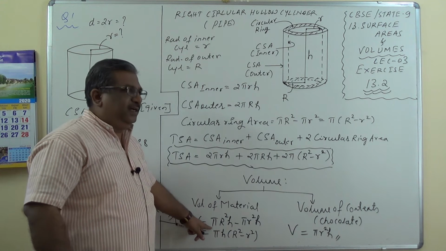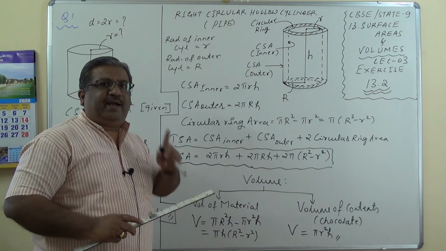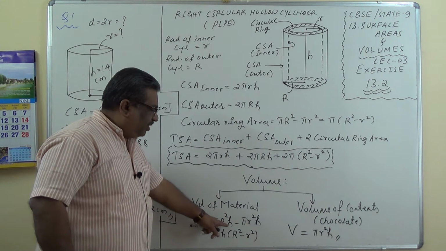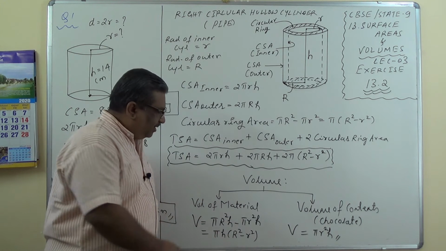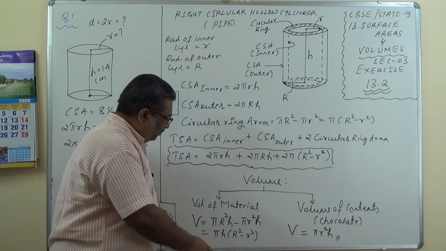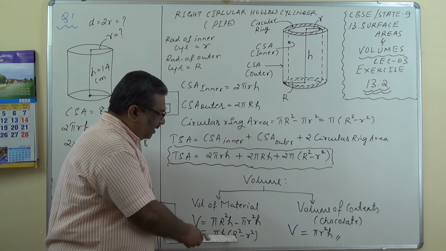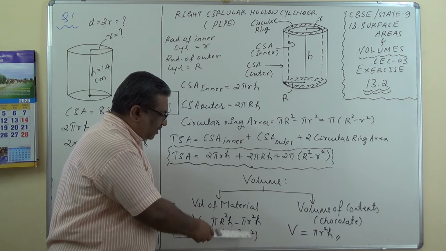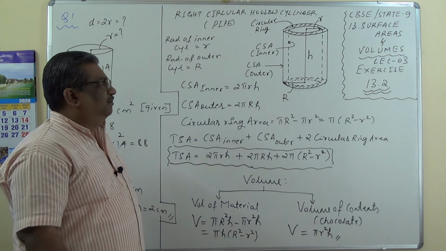Volume of the outer cylinder is cross section area into height, pi capital R square h, minus volume of the inner cylinder, which is pi small r square into h. So take pi h common: pi h into (capital R square minus small r square). This is the volume of the material.